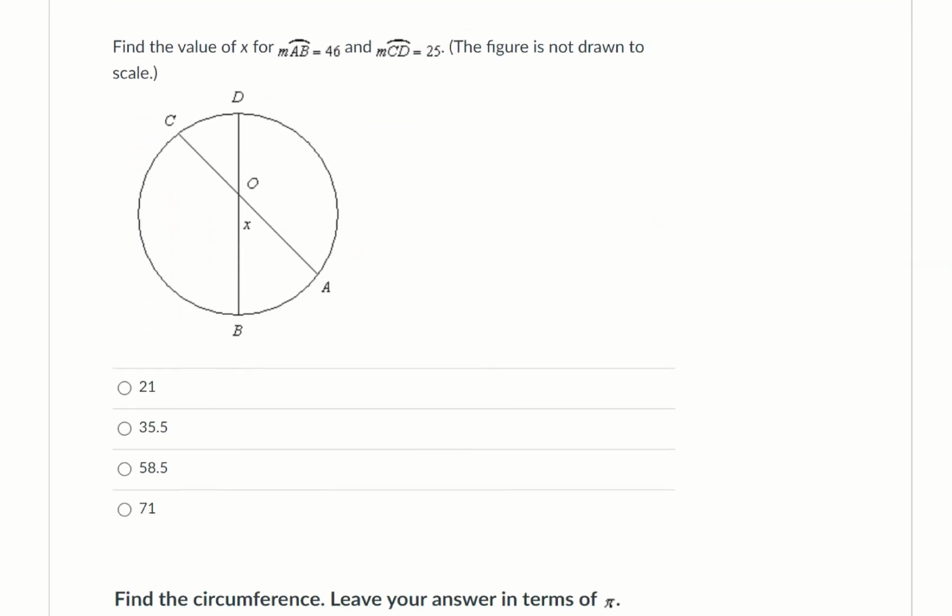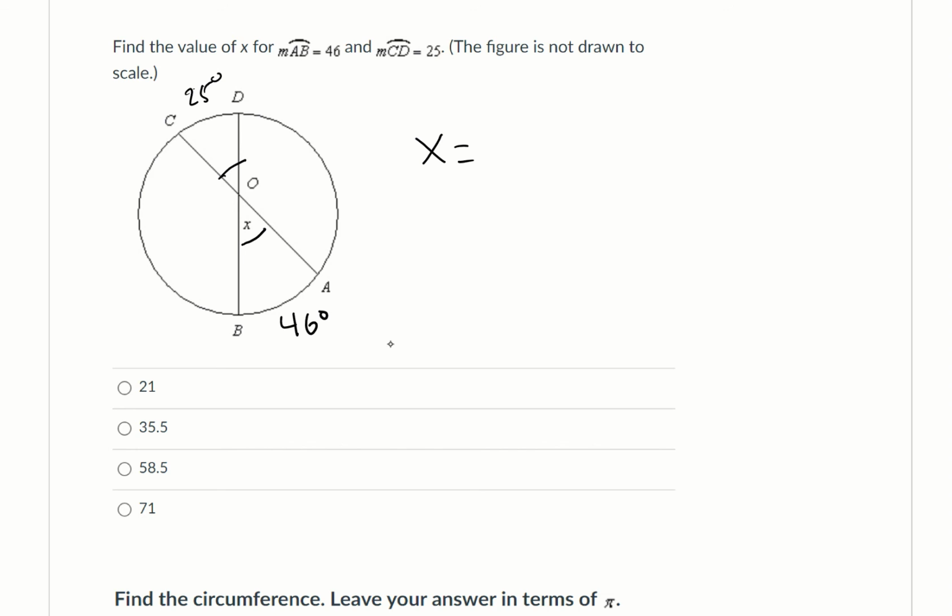All right. Number 5, find the value of x for the measure of arc AB is equal to 46, and measure of arc CD is 25. All right, so we got arc AB is 46 degrees, arc CD is 25. The figure is not drawn to scale. Okay, so find x. So there's a theorem that states that if you have 2 intersecting chords or 2 intersecting secant segments on the inside, then you can find each of those angles by taking the average of its arcs. So the average of the 2 arcs.